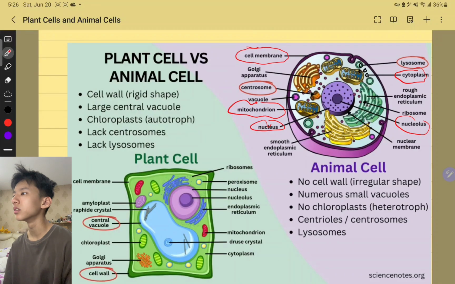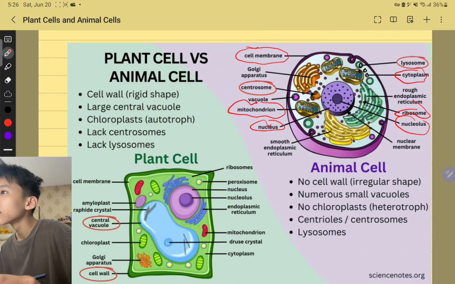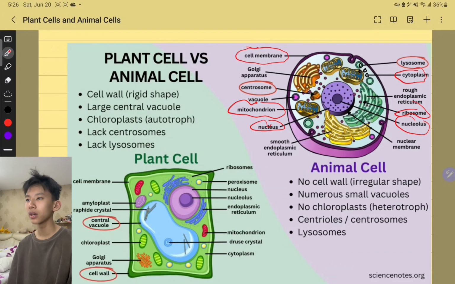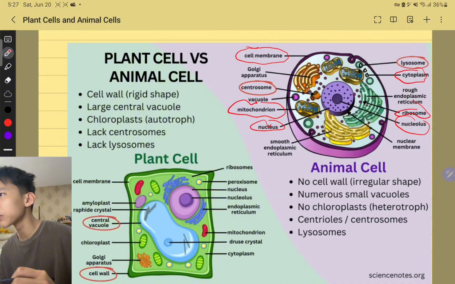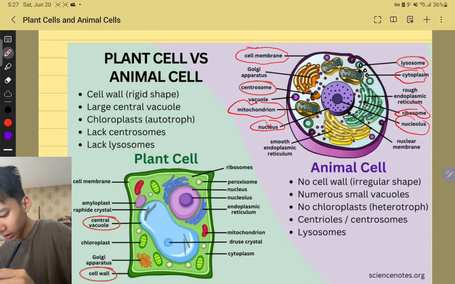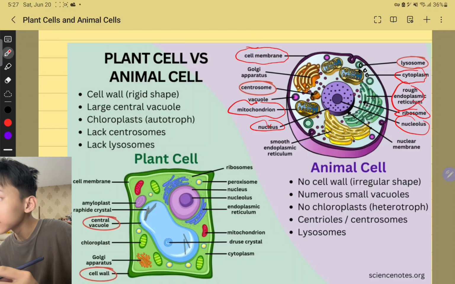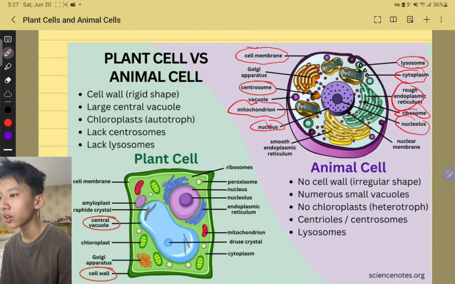And the sixth one is ribosomes, right over here. They are responsible for making proteins that are essential for growth, repair, and the normal cell's functions. The next one, we have here the ER, which is the endoplasmic reticulum. Firstly, I'm gonna talk about the rough ER right over here. It has ribosomes attached to its surface, which gives it a rough appearance. It helps make and transport protein.